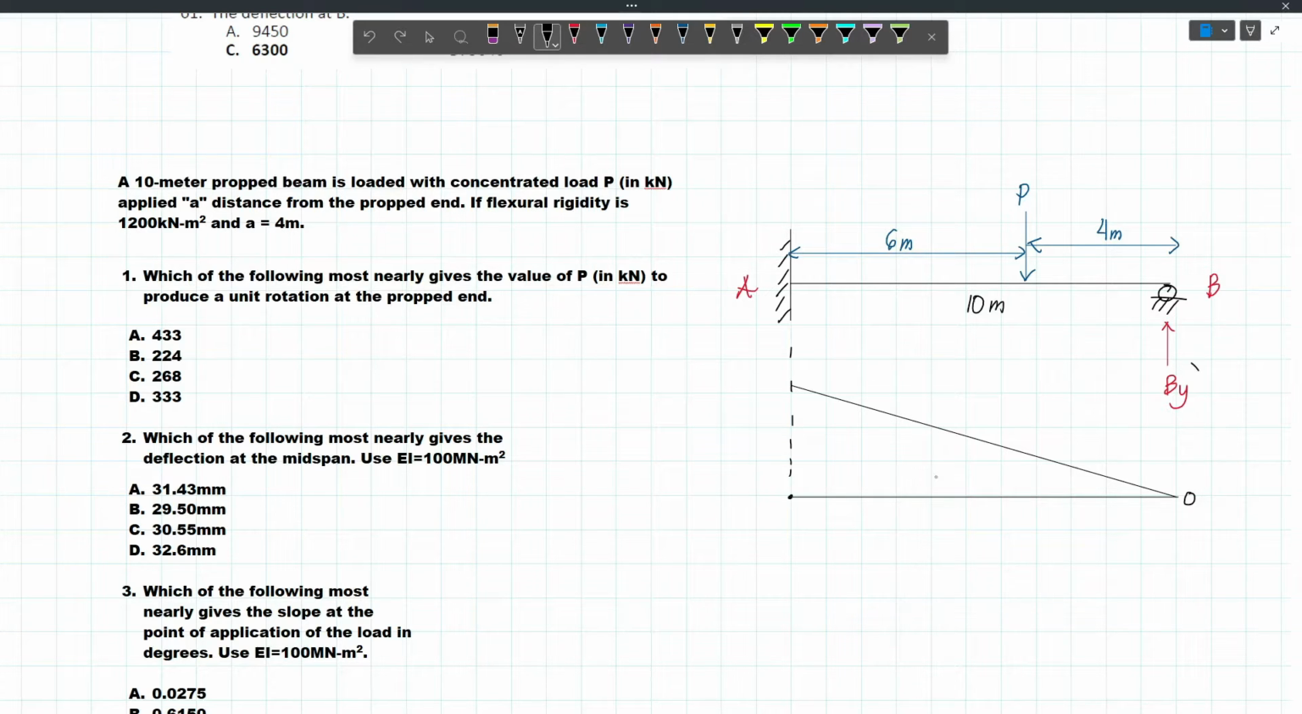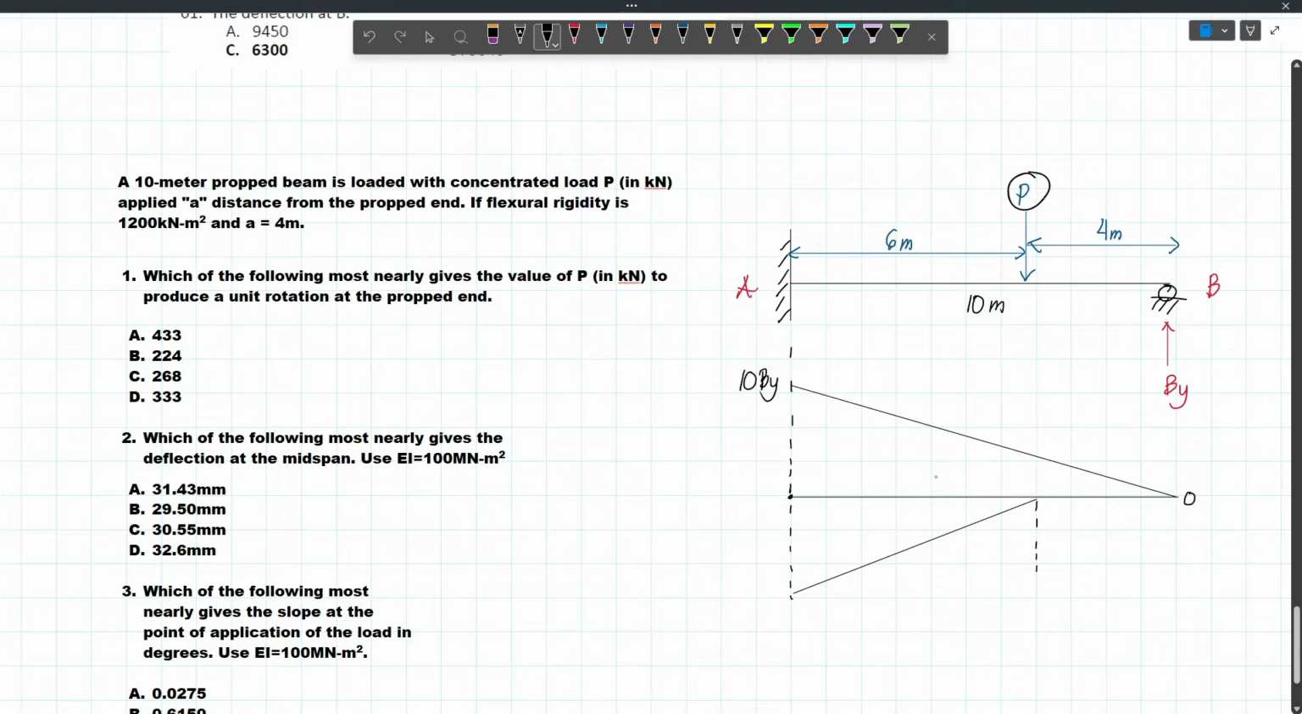And so the moment this will cause about diri sa A is By times the moment arm nga 10 meters. So kani siya mahimo ni siyang 10 By. And then next, we also have the load P. And so let's project a line diri. Now since downward ni siya ang P, it will cause a clockwise rotation about diri sa A. And so diri siya sa negative nga side sa atong figure. So extend din nato, and then diri na siya motubo. Again, this is for the load nga P. Ang moment ana is P multiplied by 6. And so this will be 6P.